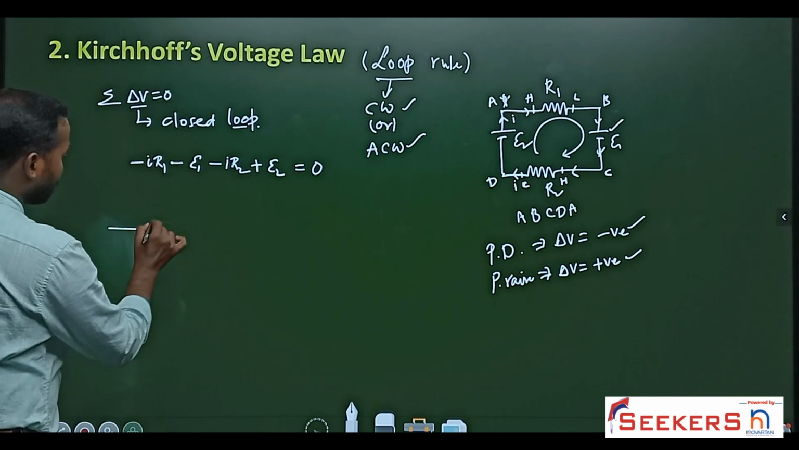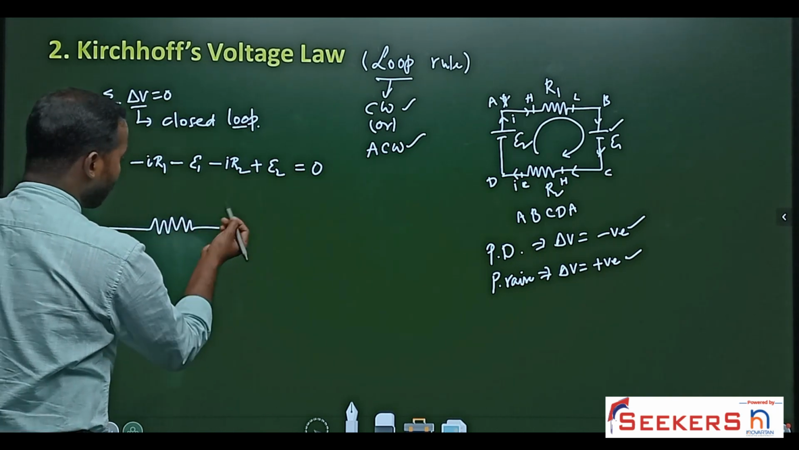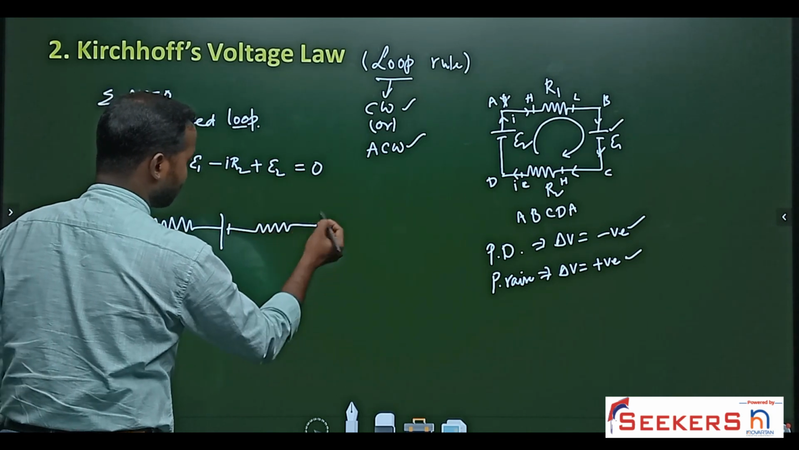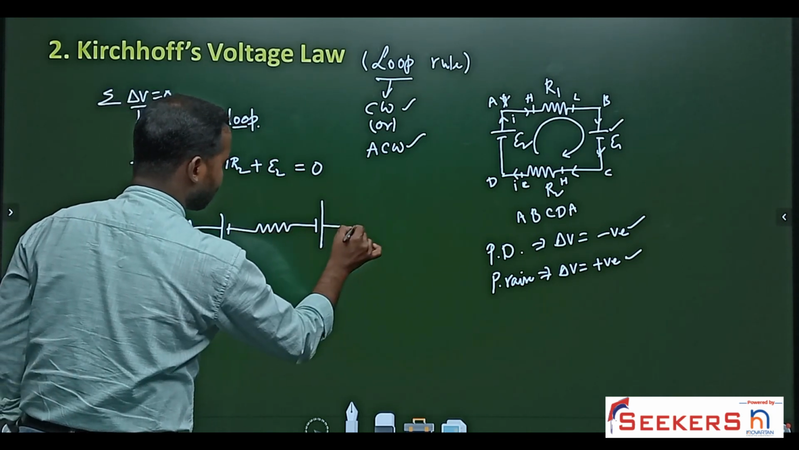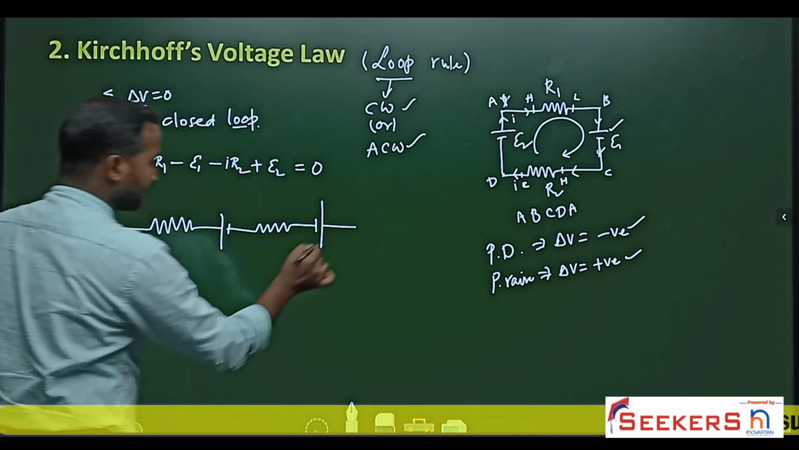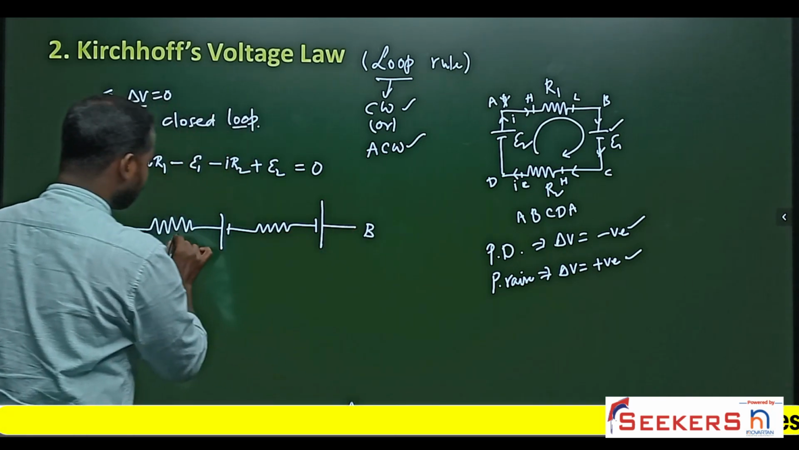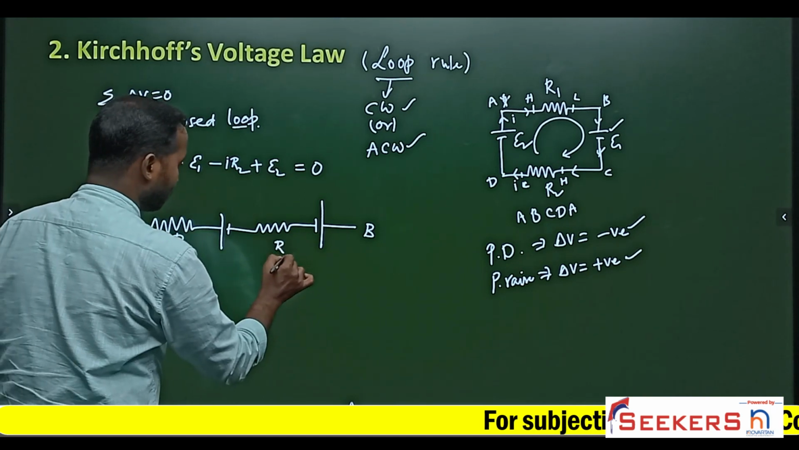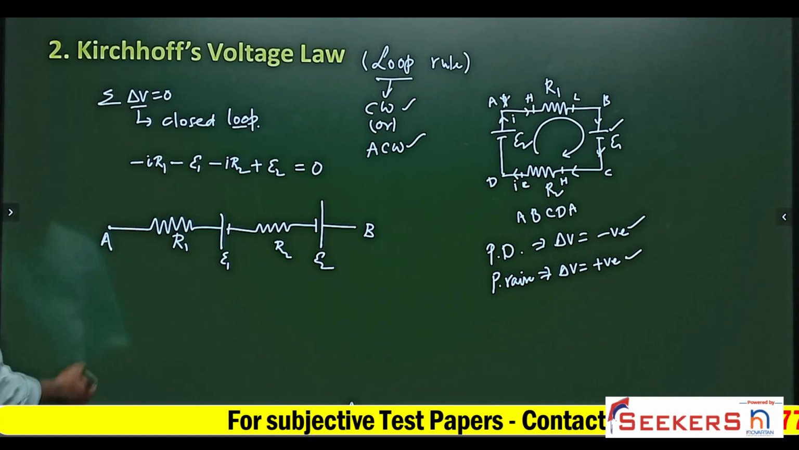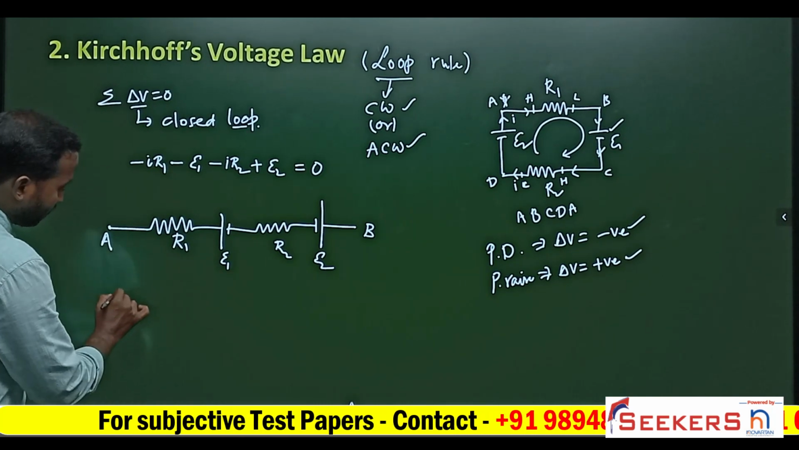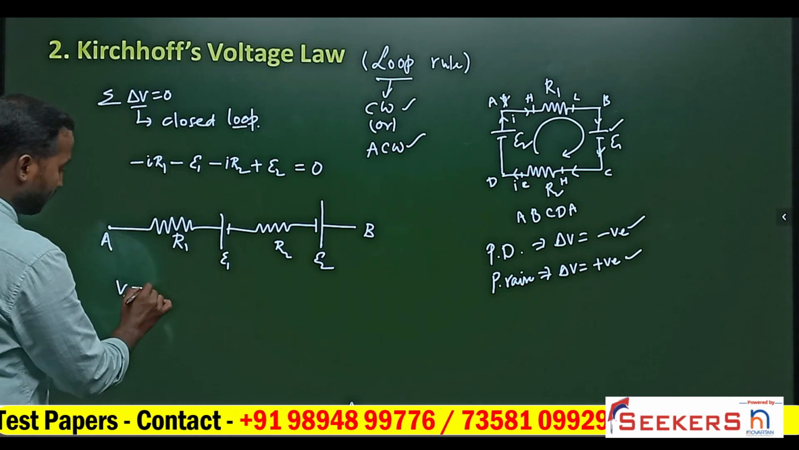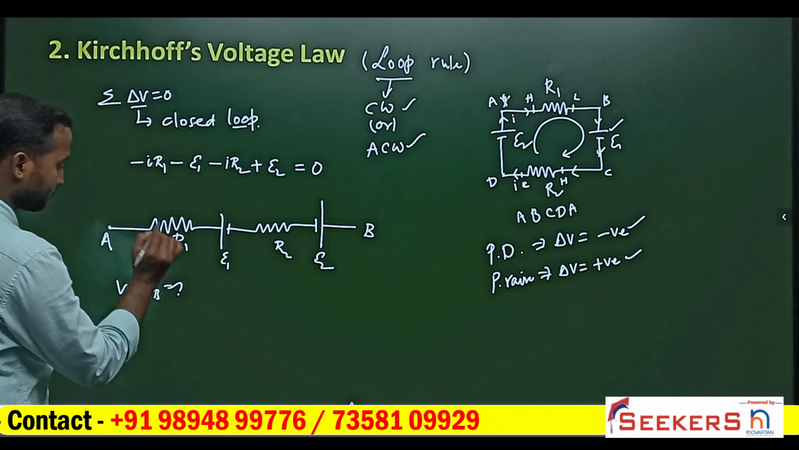Now suppose you have got an open circuit like this, maybe something like this. I'm taking this point as A, this point as B, resistors, say R1, say R2 here, E1 and E2. How do you apply KVL? And let us say you have been asked to find the potential difference between A and B, maybe VA minus VB. How do you find this?